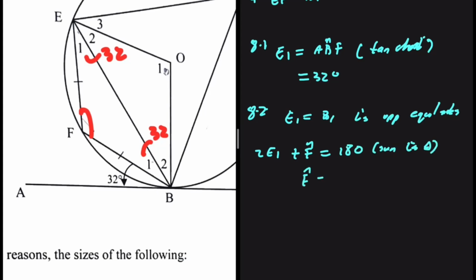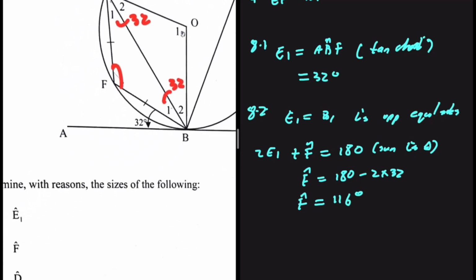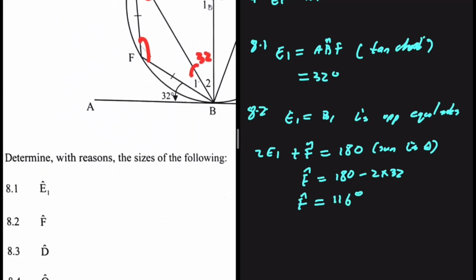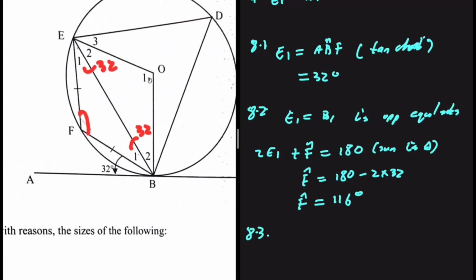So angle F is equal to 180 minus 2 multiplied by 32. 2 multiplied by 32, that is 64. So we have 180 minus 64, which is 116 degrees. So that is the size of angle F. And then after angle F, we are now looking for angle D. Angle D is right here, far away from all the other angles.